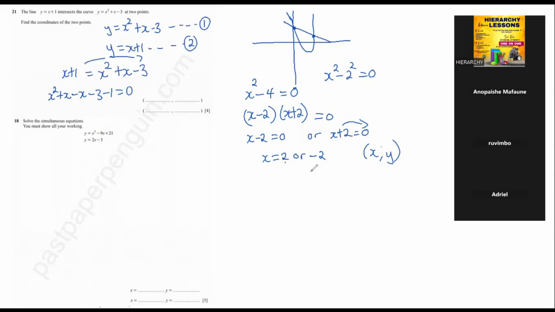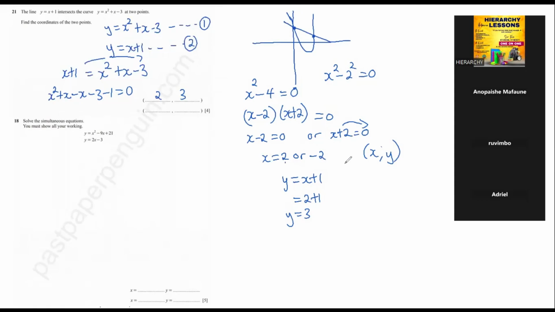We use our equation. Let's just use the equation for the line, y is equal to x plus 1. So if x is 2, y is 2 plus 1, we get 3, right? So if x is 2, y is 3. So the coordinate here is 2, 3. x is 2, y is 3.